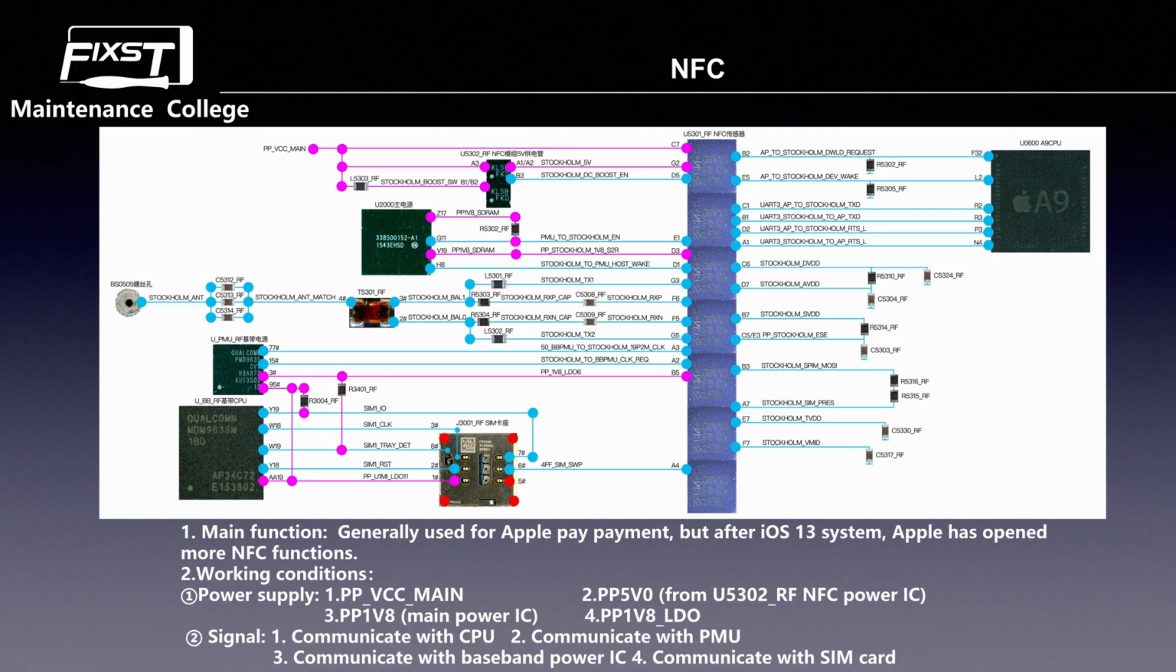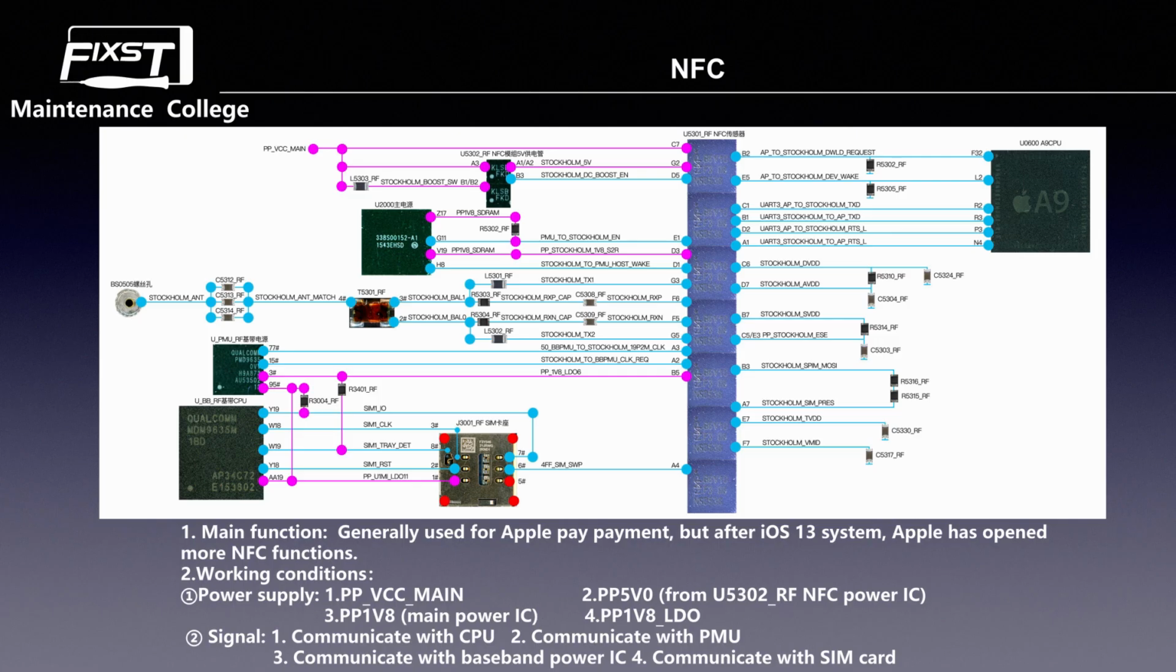Okay, now we see the right side of the NFC. We see the B2 pin. Pin B2 of the NFC is the DWL request signal from the CPU to the NFC. And going down, we see the E5. E5, this pin of the NFC, is the wake up signal from the CPU to the NFC. And going down, we see the C1, B1, D2, and A1. These 4 pins are all the UART data exchange signals between the CPU and the NFC.